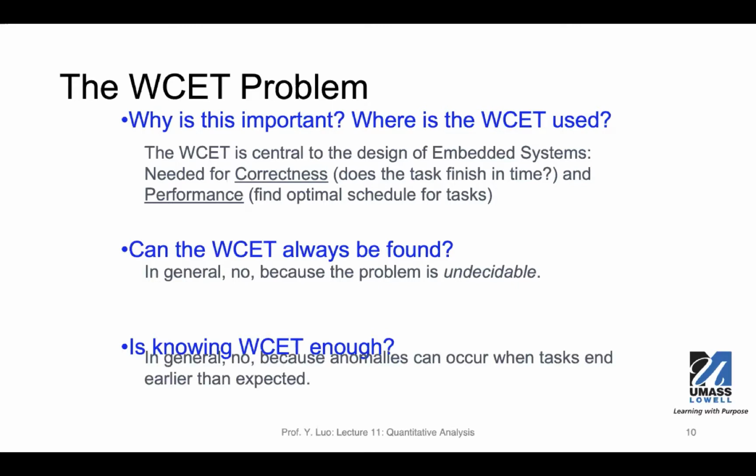Is knowing the worst case execution time enough? Not necessarily, because anomalies may occur, and also the task may end up finishing earlier. Not only do you want to know the worst case execution time, you also want to know the best case execution time and average execution time, etc. So there are other metrics in addition to the worst case execution time.